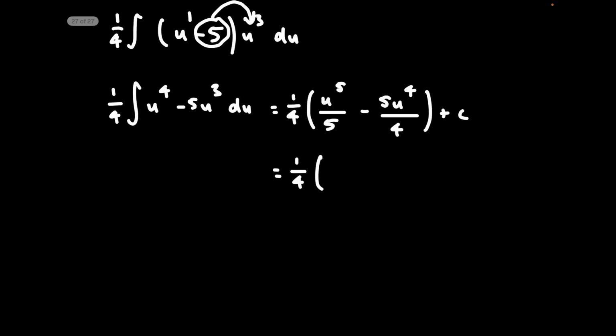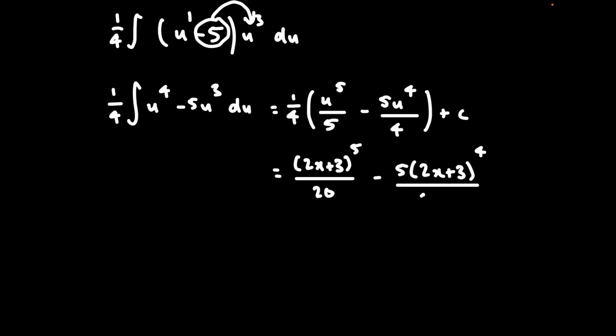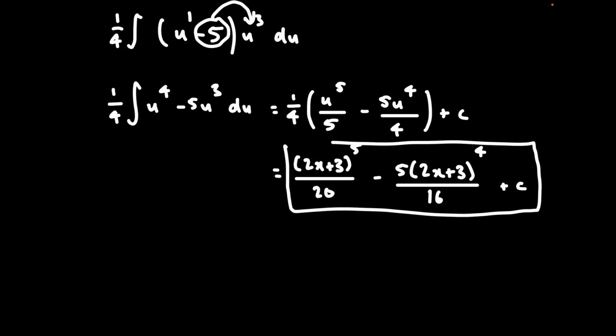2x plus 3. So a quarter times, in this case, I'm just going to times a quarter to everything. So a quarter times a fifth is 1 on 20. So 2x plus 3 to the power of 5 divided by 5 times 4, that's simply just 20, minus 5 times 2x plus 3 to the power of 4 divided by 4 times 4, which in this case is simply equal to 16, plus c. That is how you solve this problem here.